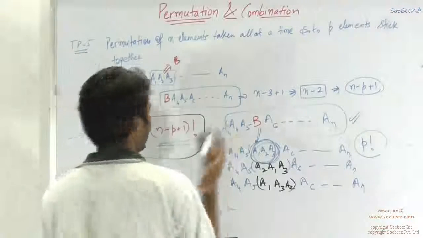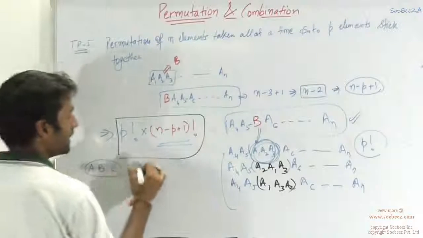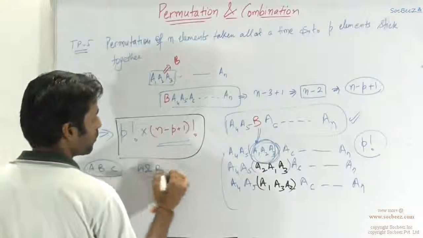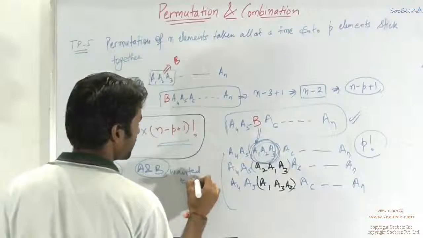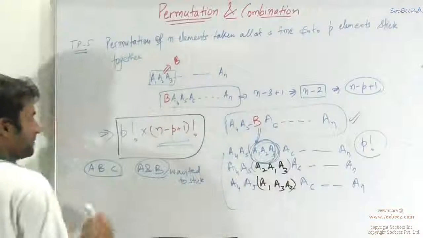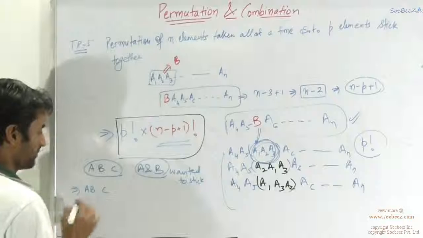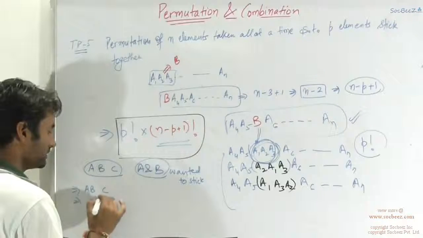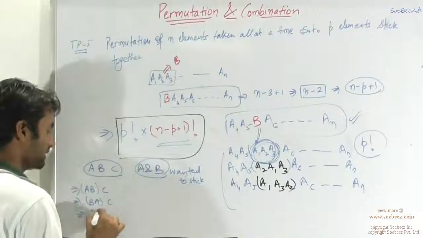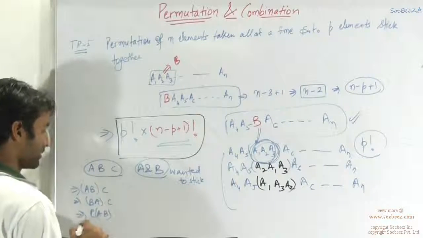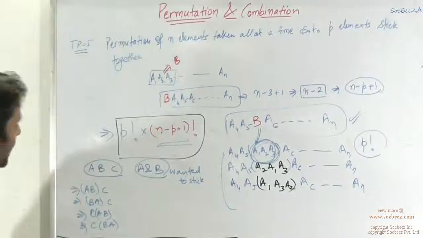If I say, for an example, there were three friends, let us suppose A, B, C, and A and B wanted to stick together. Okay, so the total number of ways could be AB, C, another could be BA, C, third could be CAB, and the fourth could be CBA. These are the only four ways in which this could have happened.